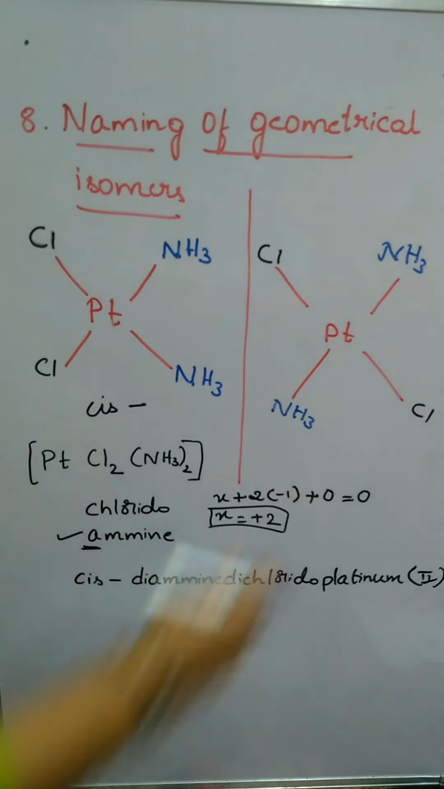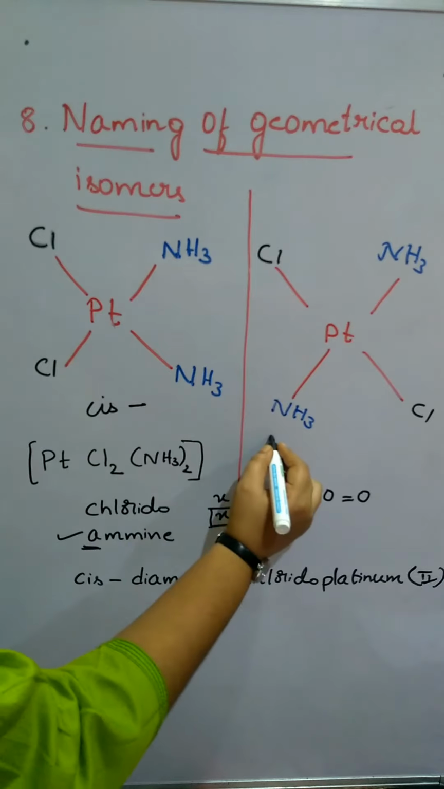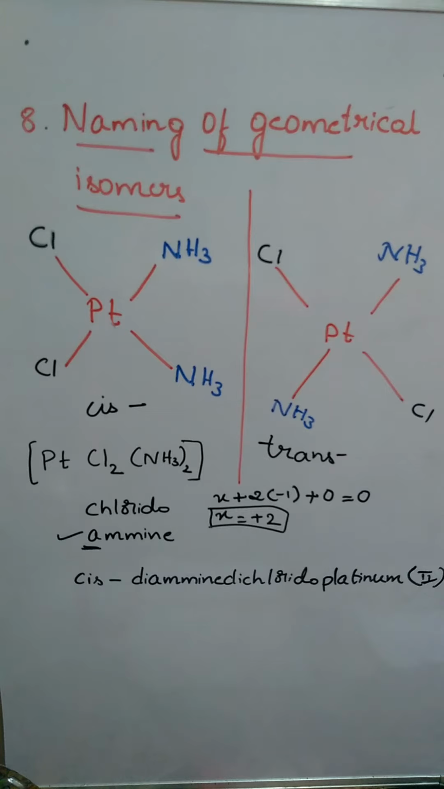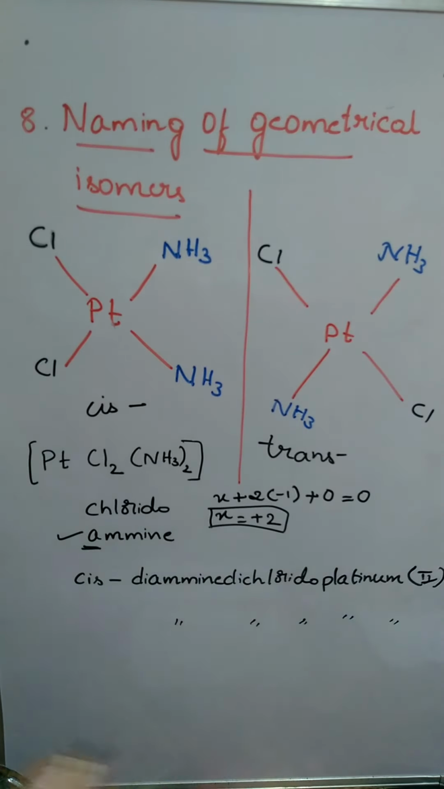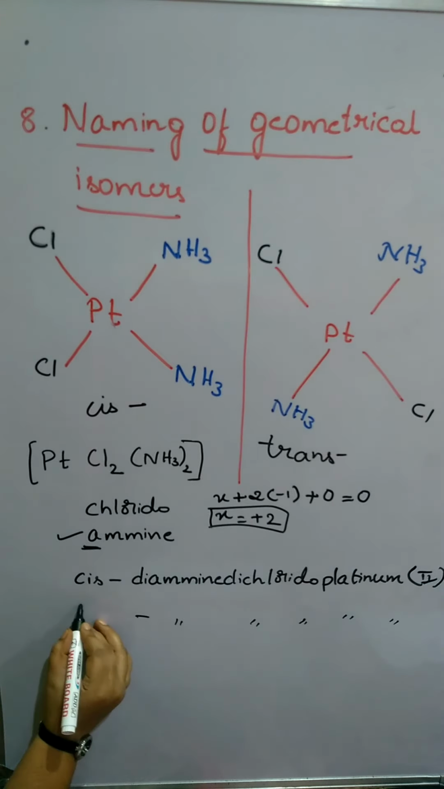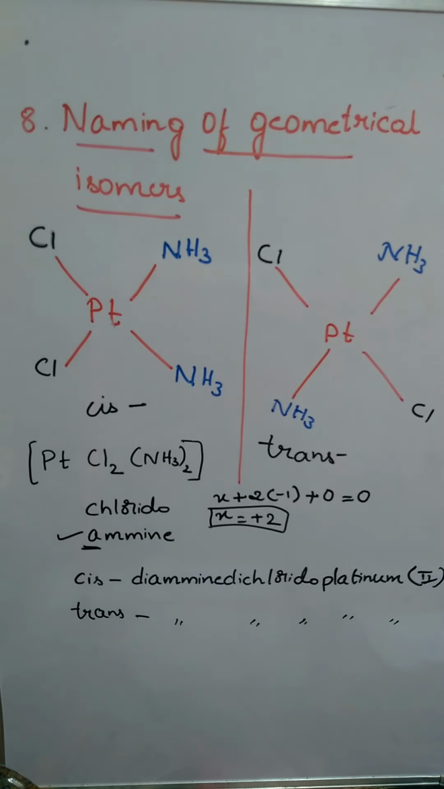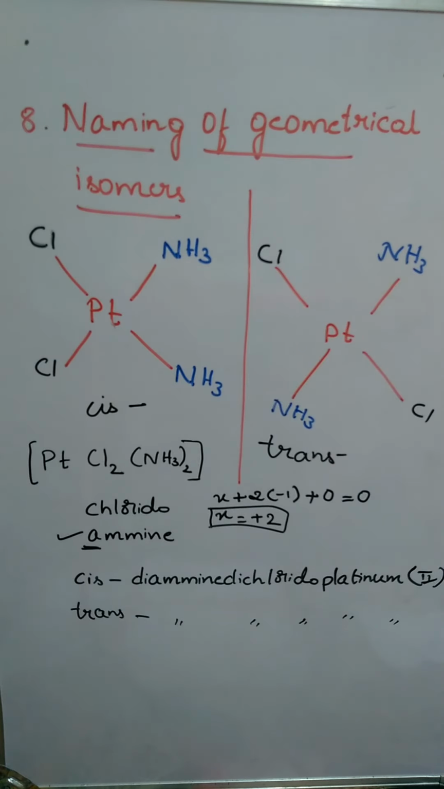Likewise, if you consider this one, similar ligands lie opposite to one another. That means this is a trans form. The name remains the same because the ligands, metal and oxidation state are all the same. The only difference is that it is in the trans form. So the name becomes trans diamine dichlorido platinum 2. Likewise, for cis and trans geometrical isomers, we are going to name in this form.